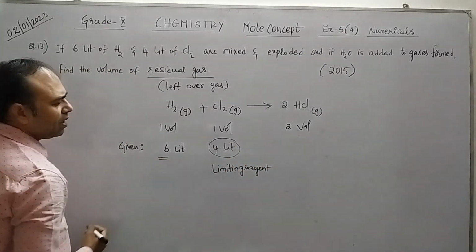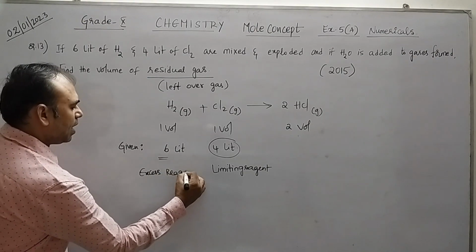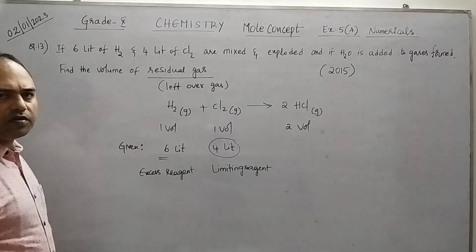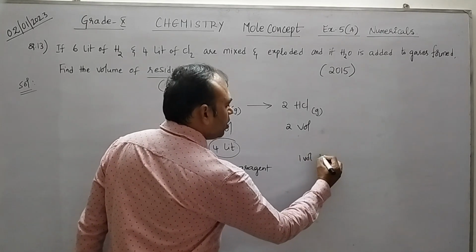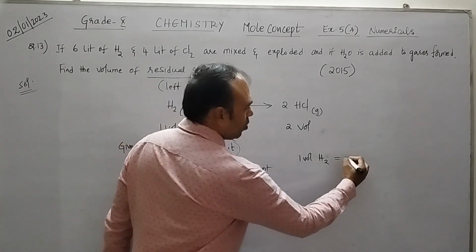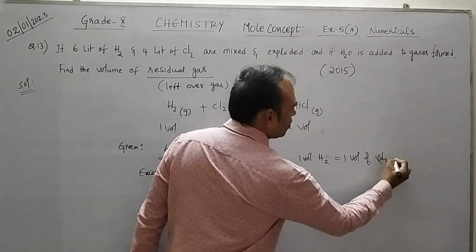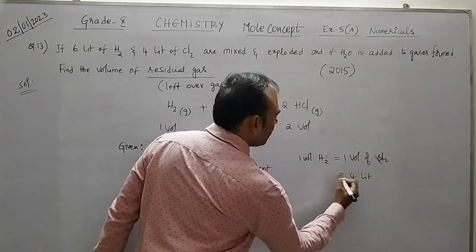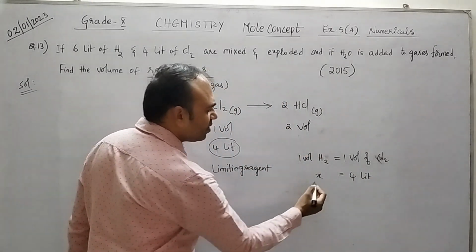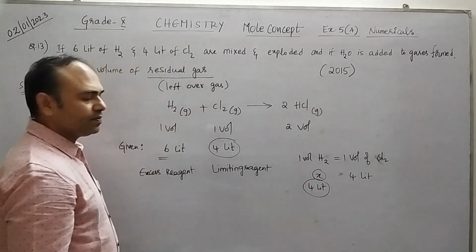Now this is excess, hence you call it an excess reagent, which is left over. So how much is left over we need to calculate. Very simple. If you are taking 1 volume of H2, you need 1 volume of Cl2. Here they have mentioned 4 liters. Therefore X, so what will be X? Both are the same. Therefore you need 4 liters of hydrogen.